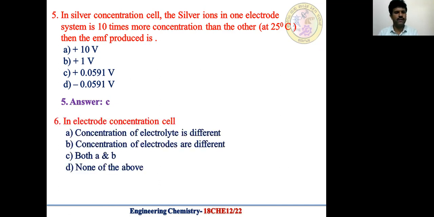Question number 6. In an electrode concentration cell: option A, concentration of electrolyte is different; option B, concentration of electrodes are different; option C, both option A and B; option D, none of the above. As we discussed, in an electrode concentration cell, the concentration of electrode materials are different. Hence, the right answer is option B, that is concentration of electrodes are different.